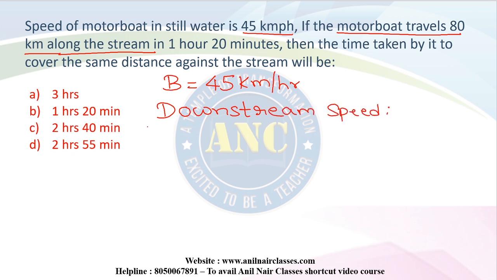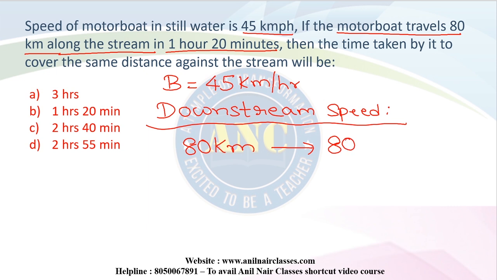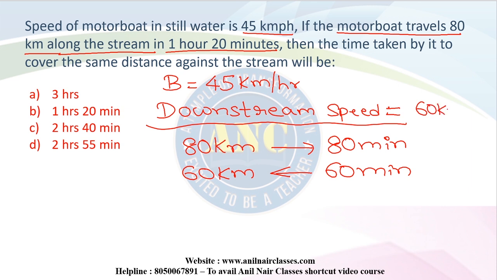If the motor boat travels 80 kilometers along the stream in 1 hour 20 minutes, 1 hour 20 minutes is nothing but 80 minutes. So 80 kilometers is traveled in 80 minutes. But per hour is 60 minutes. In 80 minutes it is 80 kilometers, in 60 minutes it is 60 kilometers. Simple. So downstream speed is 60 kilometers per hour. Very simple way of calculating, right? Downstream speed is 60 kilometers per hour.